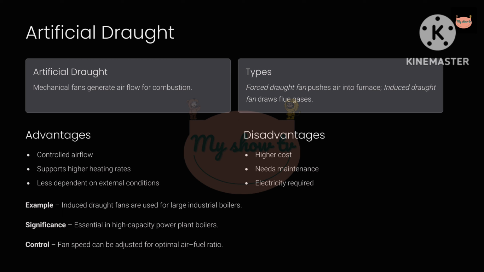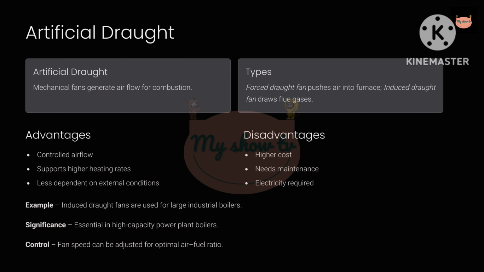Slide 4. Artificial draft. In contrast, artificial draft is created by using mechanical devices like fans. There are two main types. Forced draft. A fan forces air into the furnace. Induced draft. A fan pulls flue gases out of the furnace. These systems offer better control over combustion. You can adjust the fan speed to regulate the air supply and ensure proper burning of fuel.